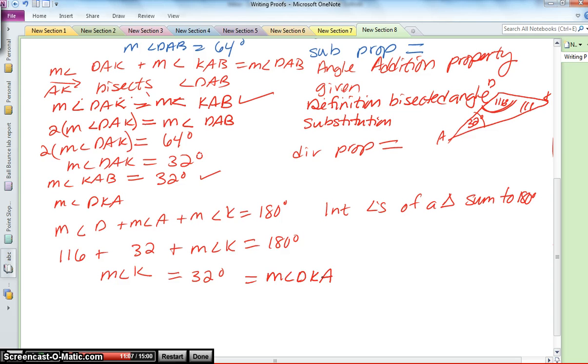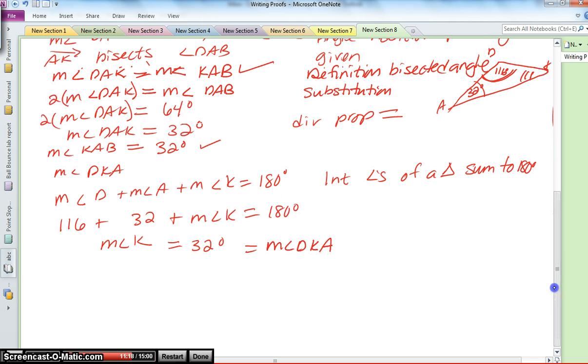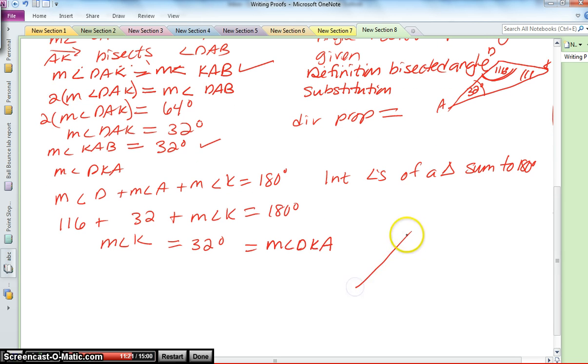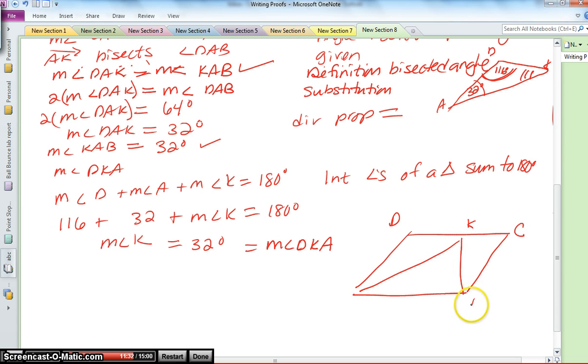They go on to ask us in number 17 if there's enough information for us to conclude that angle D and angle C are supplementary. So let's take a look at this drawing again. We want to know, do D and C, remember K was over here, add up to 180 degrees if all we know is that these two are parallel?